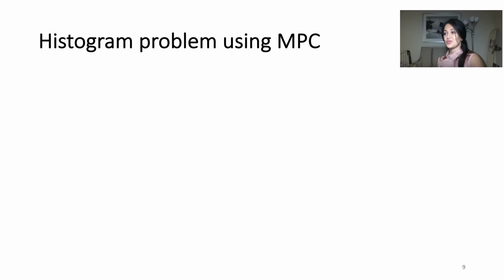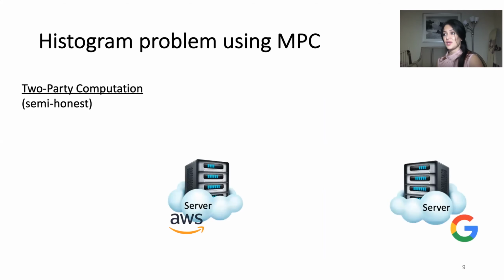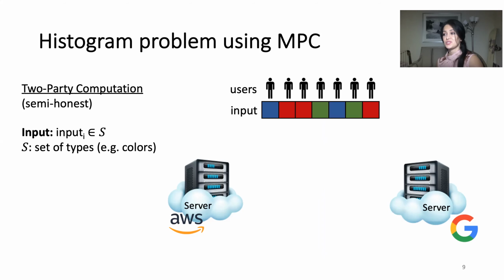So I'll show you the problem of access pattern with a simple example of counting user inputs, or as we call it, the histogram problem. So here we want to count the number of different elements in a large data set. Imagine users submit their secret shared data to two untrusted non-colluding computation servers. Let's say one could belong to Amazon, the other could belong to Google. And each user contributes a single input value from three different colors, red, green, and blue.